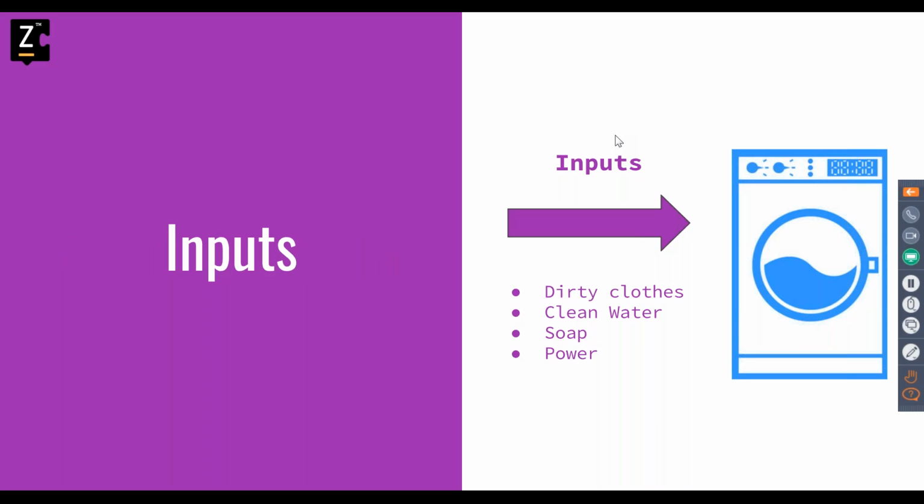For a washing machine to do its job, it needs energy, materials, and data, things like dirty clothes, clean water, soap, and power. These are called inputs as they go into the machine. Every technological system has inputs.